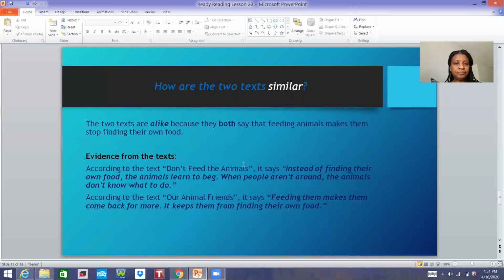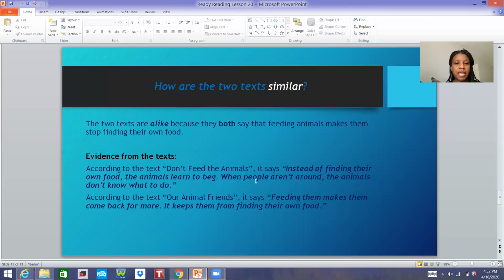That's text number 1. It says, instead of finding their own food, the animals learn to beg. When people aren't around, the animals don't know what to do. Now notice I went straight back to the text and I pulled my evidence, or cited my evidence, directly from the text. I didn't make it up. I went back and I reread text number 1.